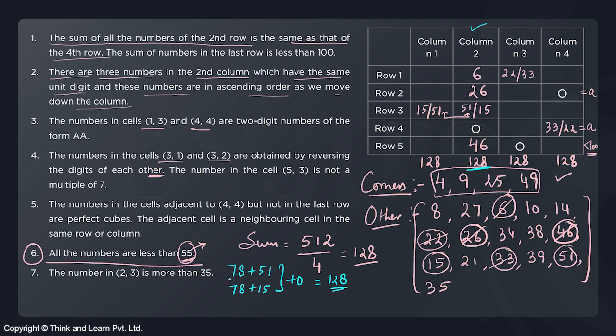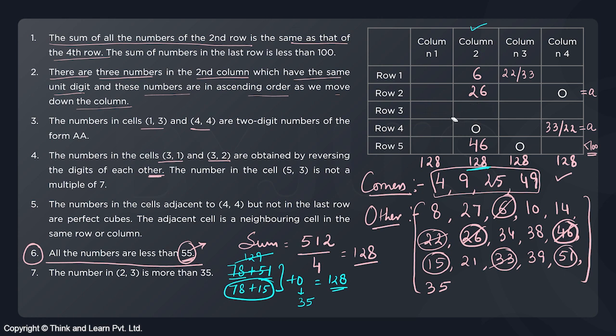Let's try. 78 plus 51 is 129. How can 129 plus O be 128? That's not possible. So that must be 15. And also I know 78 plus 15 is 93. 93 subtracted from 128 is 35. So I get to know both the things now. Let me just remove it from here.